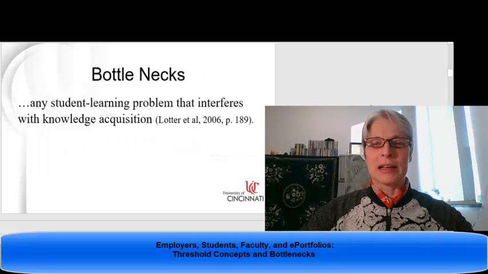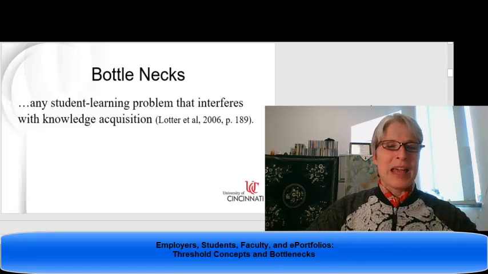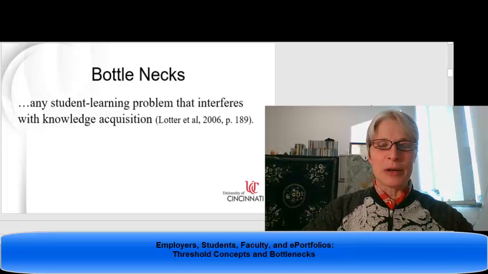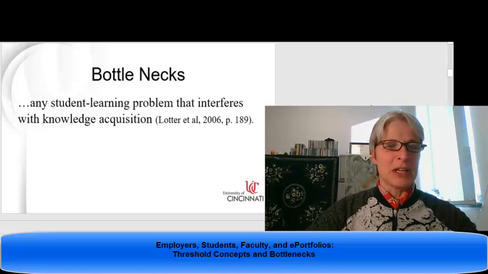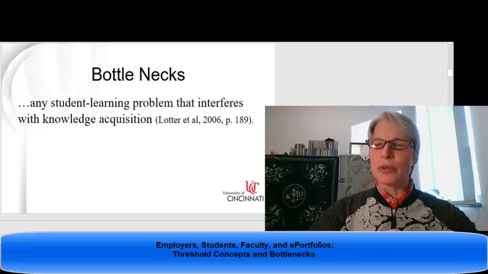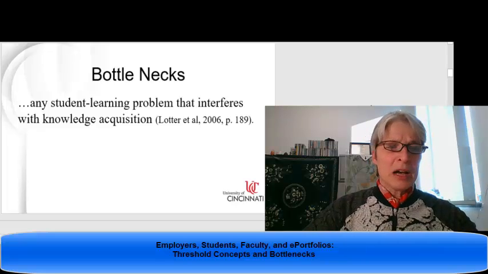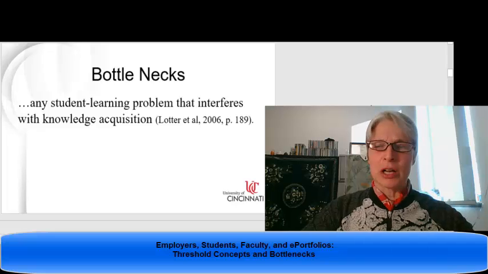Now, a bottleneck, on the other hand, is a student learning problem. And it's a predictable place where people get stuck. Once you've identified where people essentially get stuck or have a predictably hard time with a particular concept, this is something you can focus on to get people to understand a concept better, because that's what you need to focus on. Pace and Middendorf note that there are two kinds of bottlenecks, cognitive and emotional.